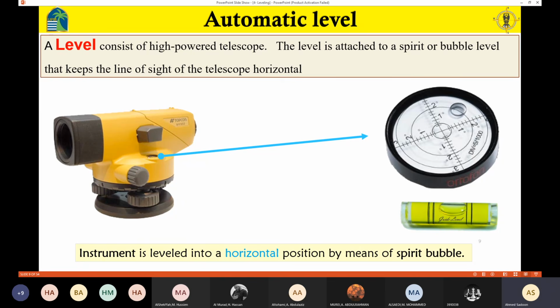It's very important for the line of sight to be horizontal. If it's not horizontal, then you are not going to be able to measure the vertical distance. So the device is just a high power telescope, and we have a bubble attached to the device in order to help us make the line of sight horizontal. So an instrument is leveled into horizontal position by means of the spirit bubble.